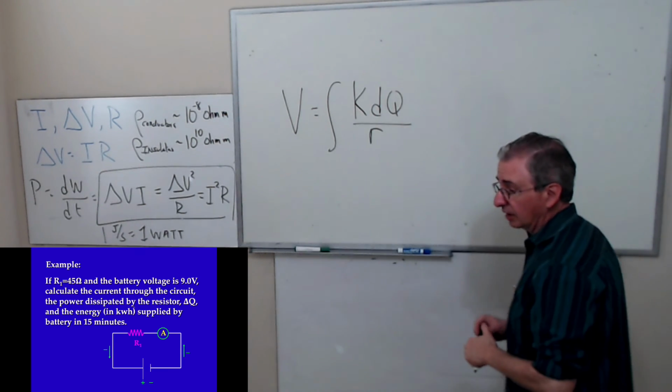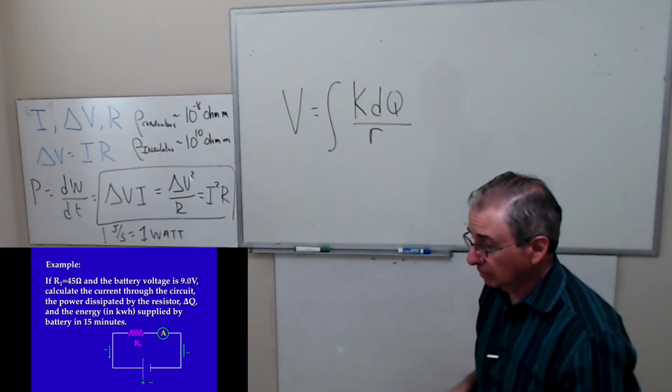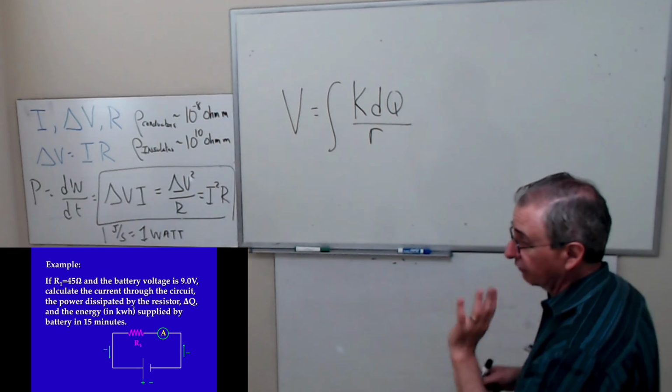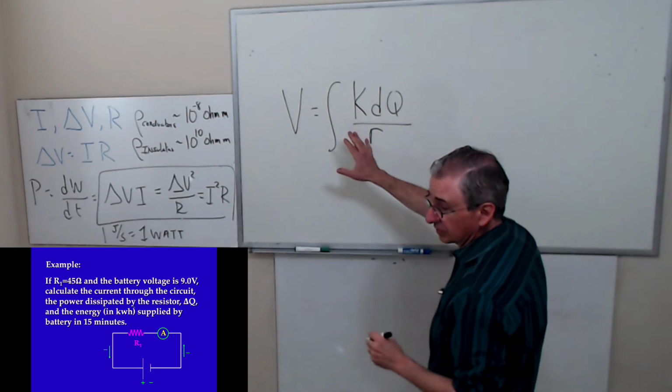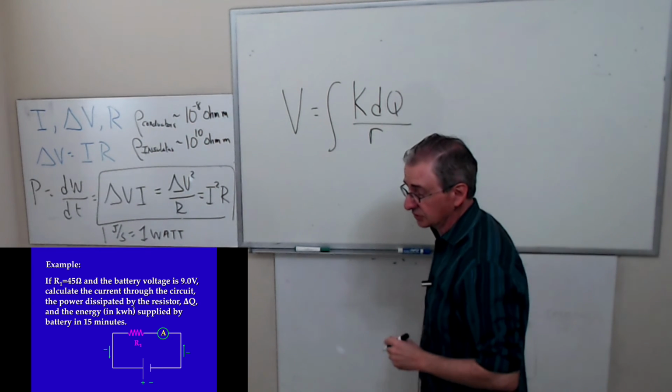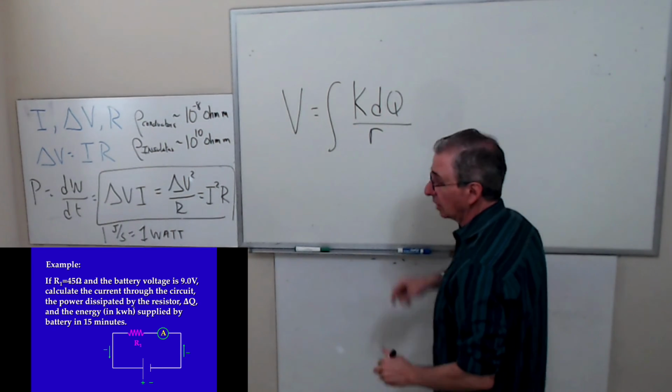If it's finite, you're allowed to use this equation. You're assuming V is zero at infinity if you're using this. And so all you've got to do is set up your dQ.